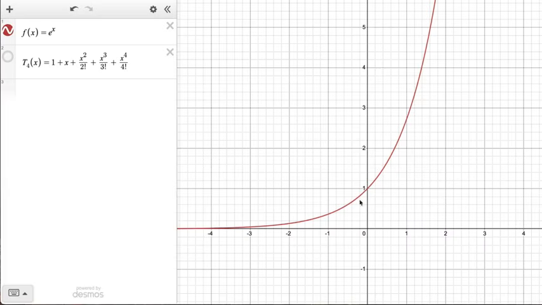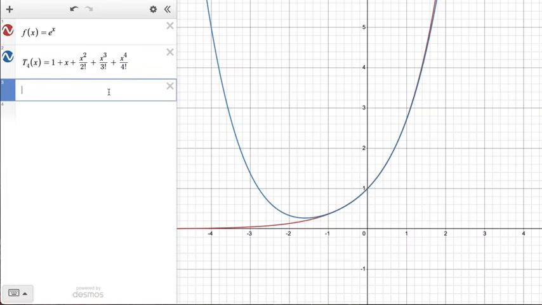Here we have the plot of e to the x. And if we plot the 4th degree Taylor polynomial, we get this function in blue. Notice how close these two functions are, especially around the value x equals 0. We're using this 4th degree Taylor polynomial to estimate e to the 1/2. We're evaluating the polynomial when x equals 1/2. And we get a value of approximately 1.648, etc.